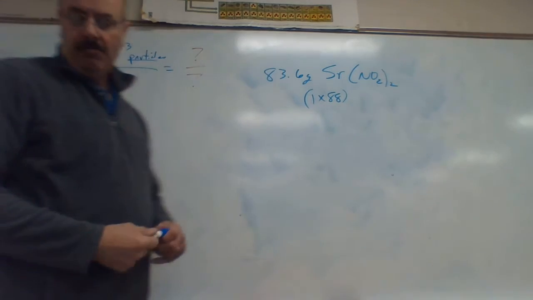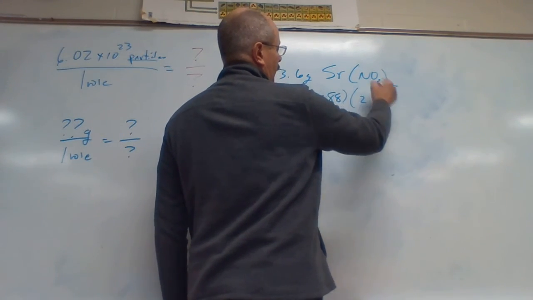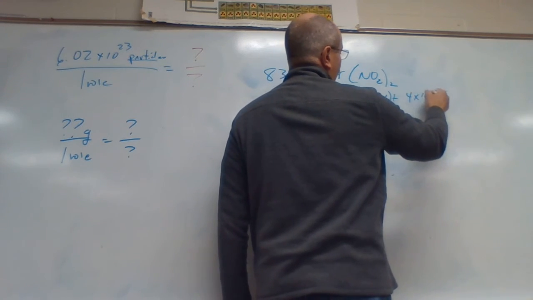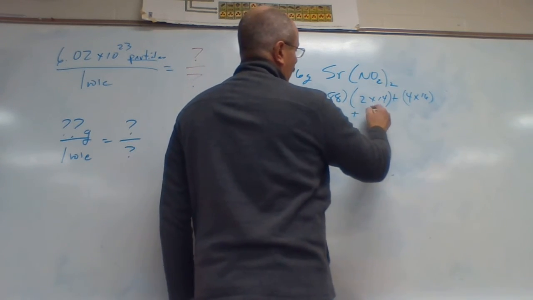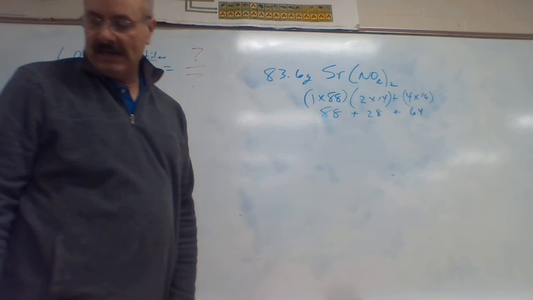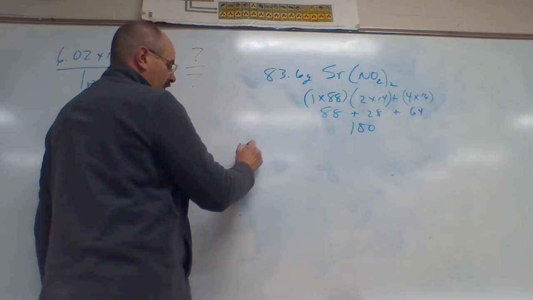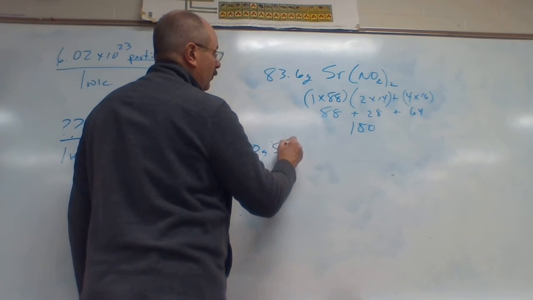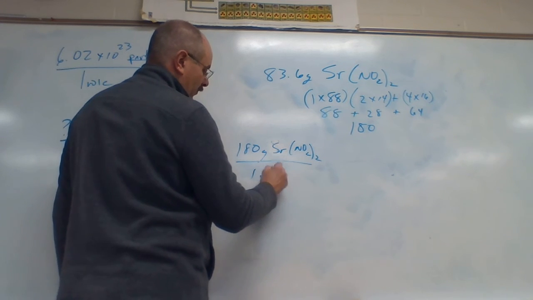So 1 times 88, and then there's 2 nitrogens times 14, plus there's 2 times 2, that's 4 oxygens times 16. So add these guys up: that's 88 plus 28 plus 64. And if we add that up, we get 180. So that's 180 grams of SrNO2 if I had 1 mole of SrNO2.